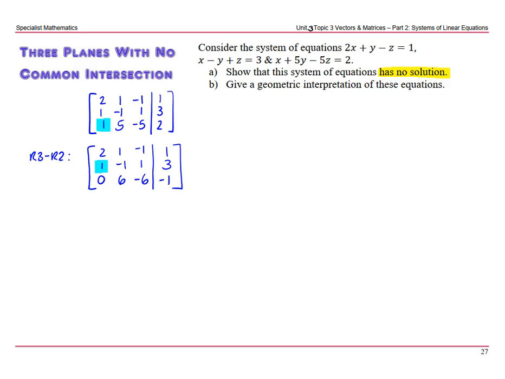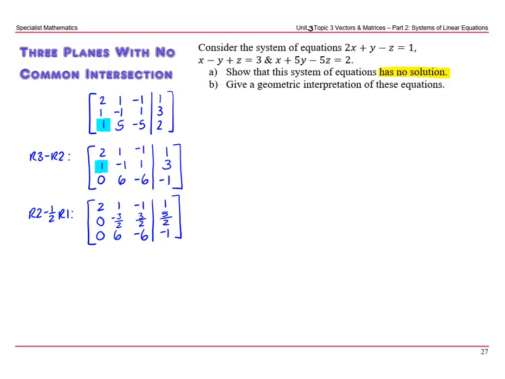Got row 2. I can go row 2 minus a half of row 1. I could have done these two steps in one. Depends on how comfortable you are doing them in one go, but I could have done that. 1 minus a half of 2 is 1 minus 1, which is 0. Negative a half minus a half is negative 1.5, which is negative 3 over 2. 1 minus negative a half is 1 plus a half. 1.5 is 3 over 2. 3 minus a half is 2.5, which is 5 over 2.